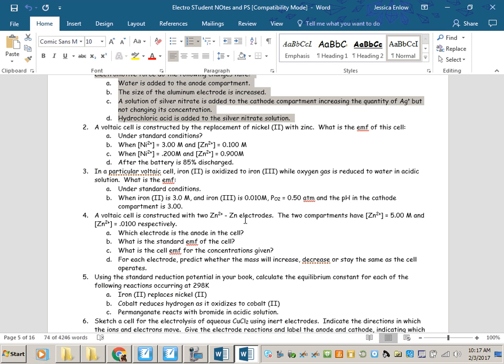Yes, the answer's on the bottom of the paper. When I made this answer key probably 5 years ago, I had a different reduction potential list than what's in your hands now, so if it's a hair off, it's because of that. It always changes constantly.